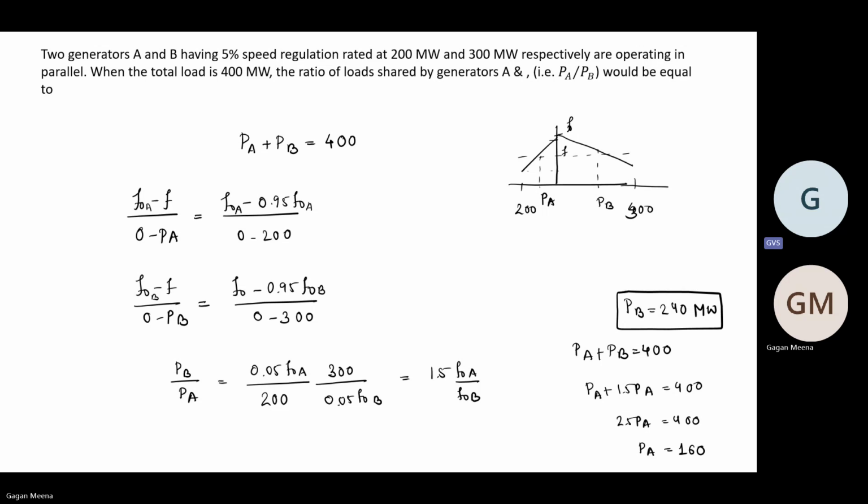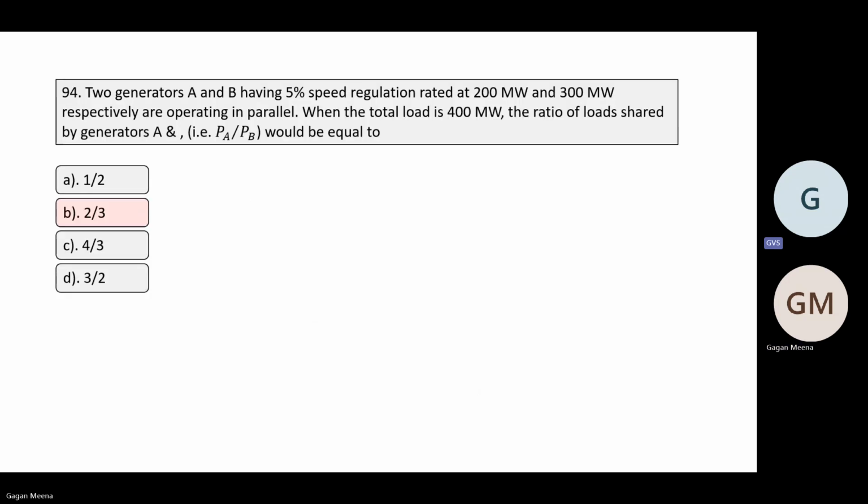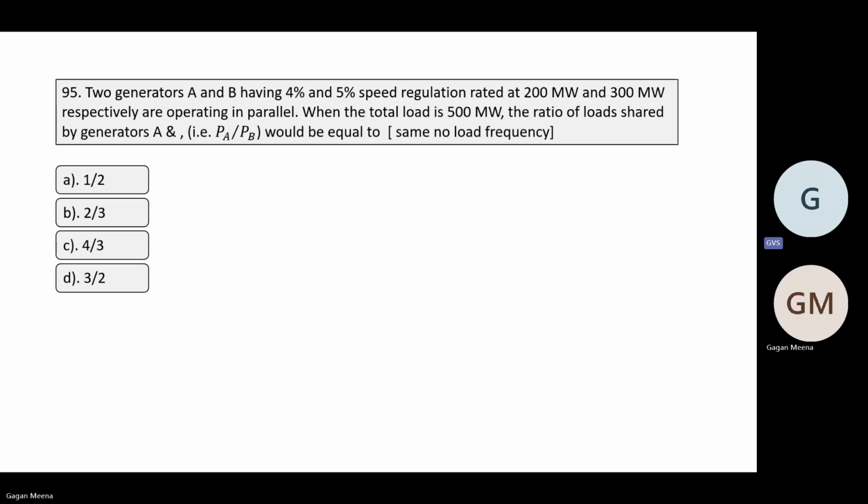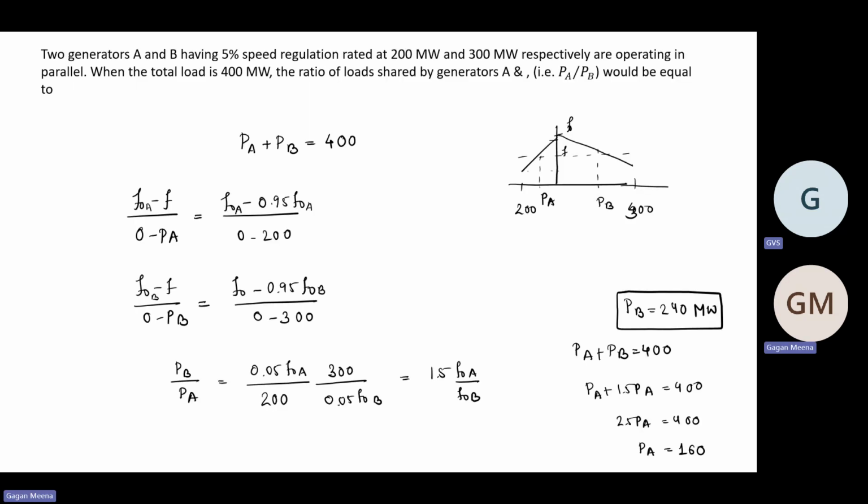Sir, in the assignment, question number 3, you said that different regulations are there. Actually, in the assignment, 4%, 5%. When we calculated, we got above 200 and above 300, more than their rating. But when economic dispatch is not considered in the load frequency problem, how can we consider that we should limit to 200?